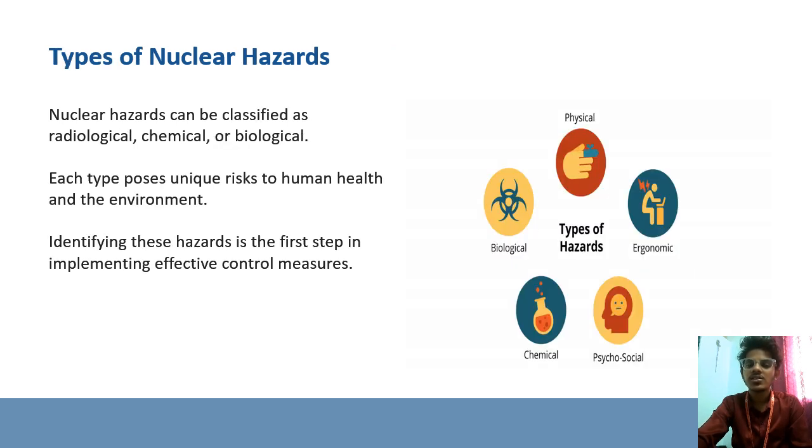Types of nuclear hazards. Nuclear hazards can be classified as radiological, chemical, or biological. Each type poses unique risks to human health and the environment. Identifying these hazards is the first step in implementing effective control measures. In the picture, we can observe the types of hazards: physical hazard, economic hazard, psychological, psychosocial, biological, and chemical.